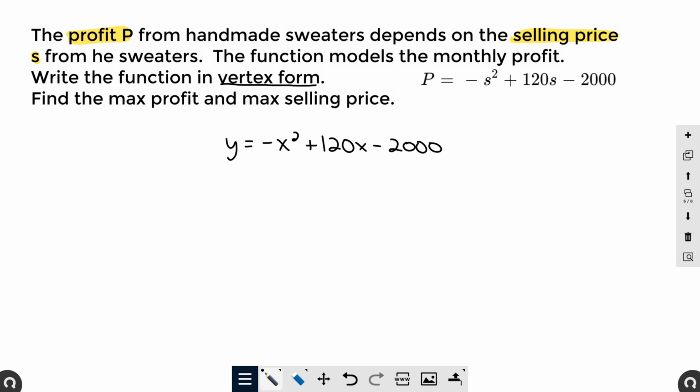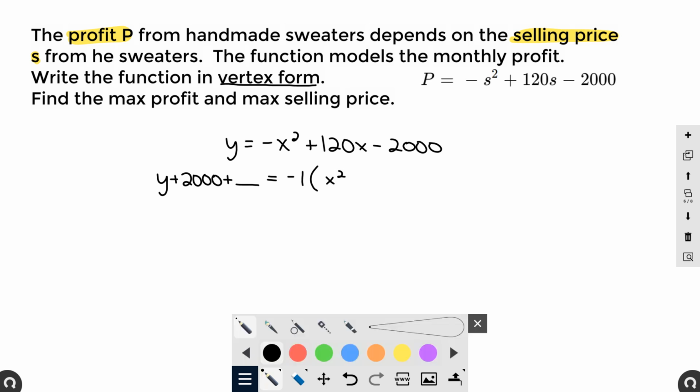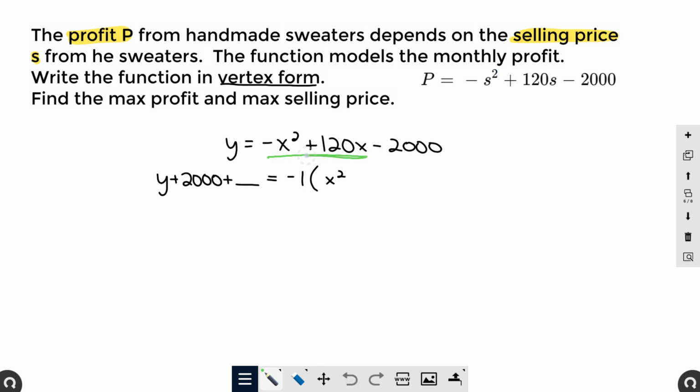Now what is in front of X squared? A negative. So what do we have to do? We got to factor out the -1 first, but we also want to move C to the other side. So let's go ahead and add that 2,000 to both sides and put a plus blank. And then over here on the right side, we're going to factor out that -1. Now remember, we're factoring it out of just the two terms that have X in them.